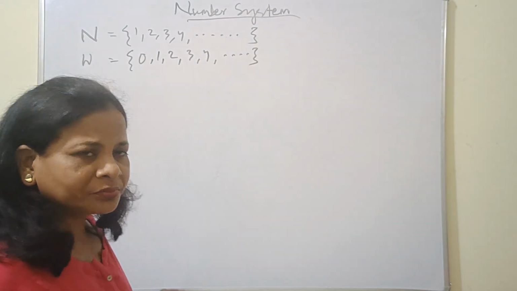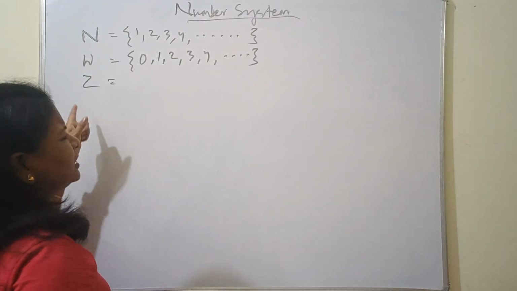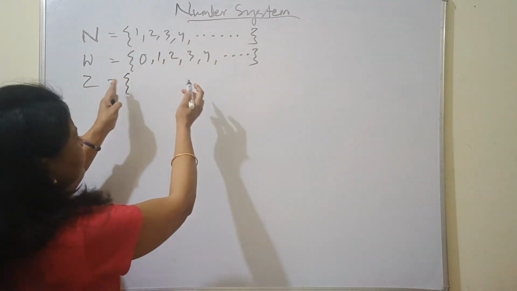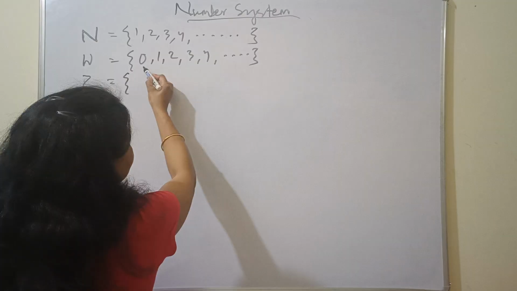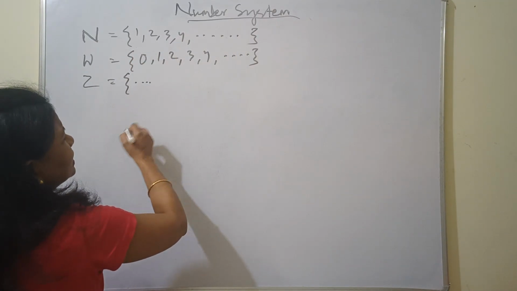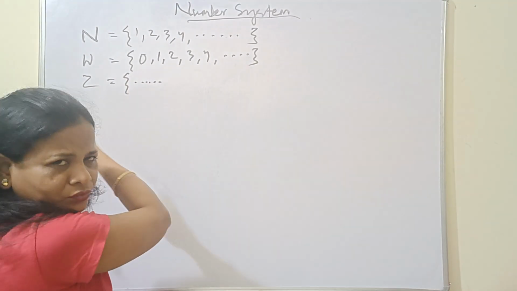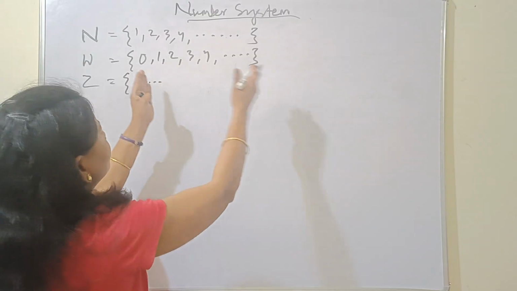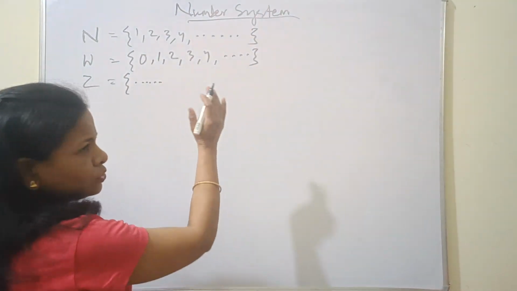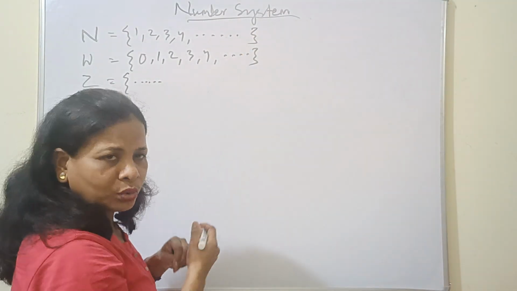Now come to the integers. The set of integers is represented by the letter Z. It consists of, just imagine, all the whole numbers and the negatives of natural numbers. So negatives of natural numbers means -1, -2, -3, -4 onwards, and then all the whole numbers means 0, 1, 2, 3, 4 and onwards. So all the negatives of natural numbers and the 0, all the whole numbers.